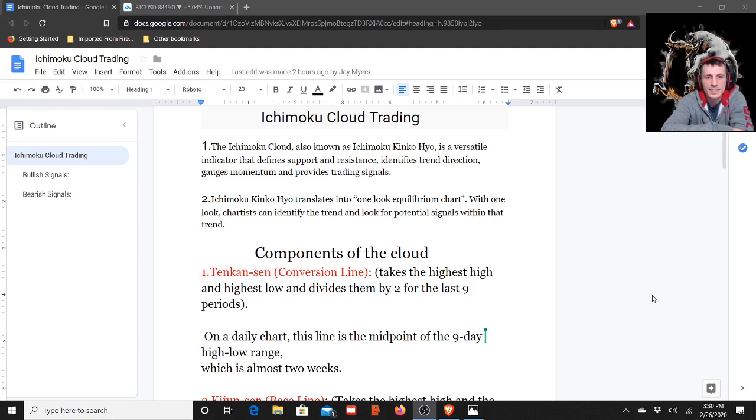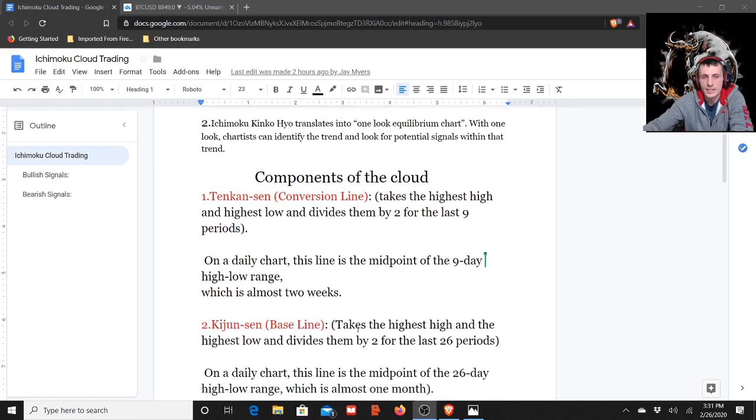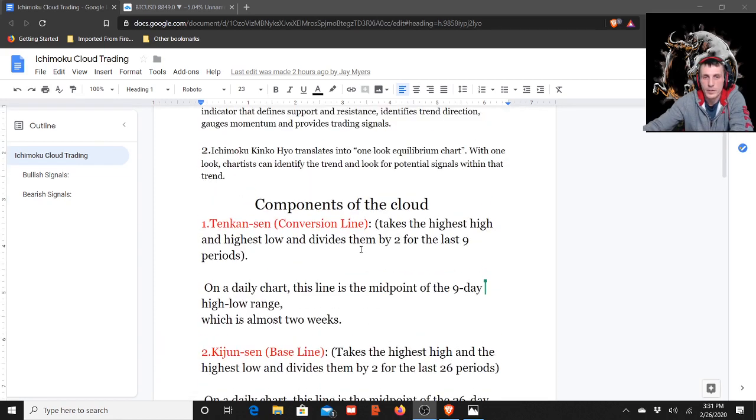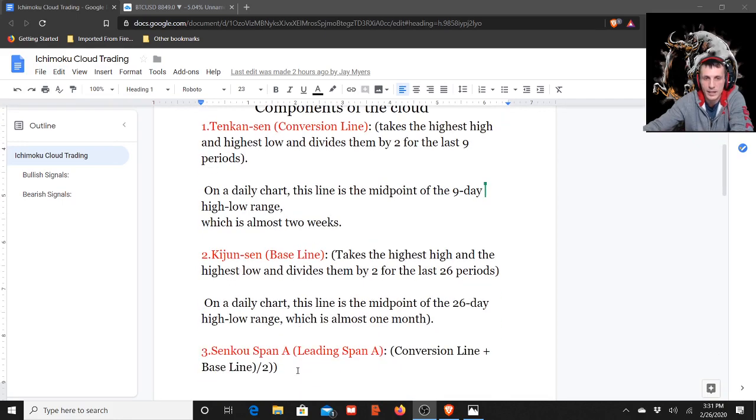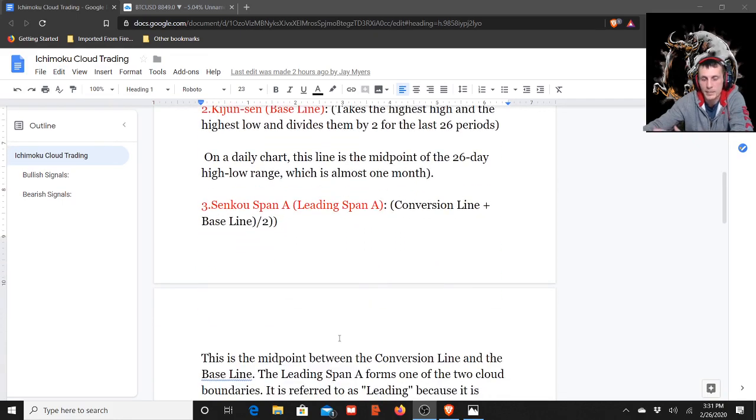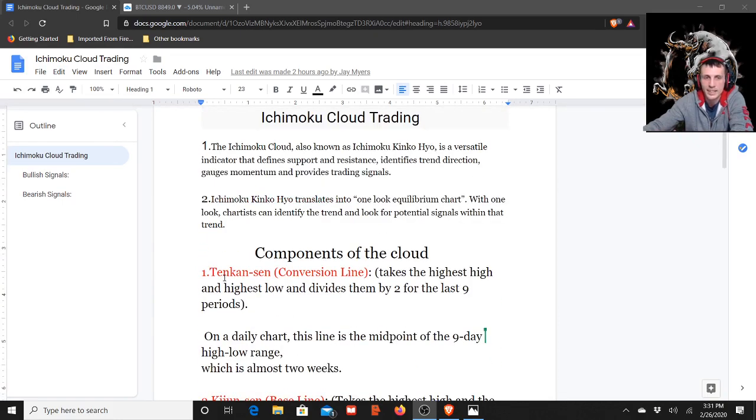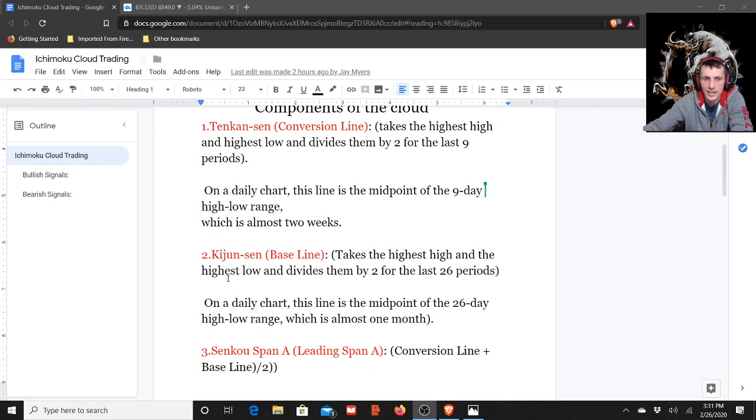The Tenkan-sen conversion line. When I talk about this after I show you the definitions of everything, I'm just going to refer to them as conversion line, baseline, leading span A, leading span B. I'm not going to say Tenkan-sen, and I'm not going to say Kijun-sen every time, because I'm butchering the name.